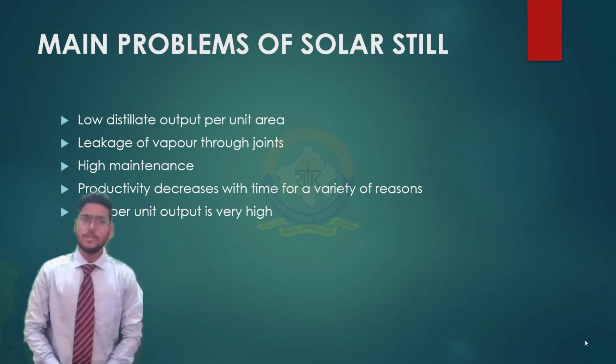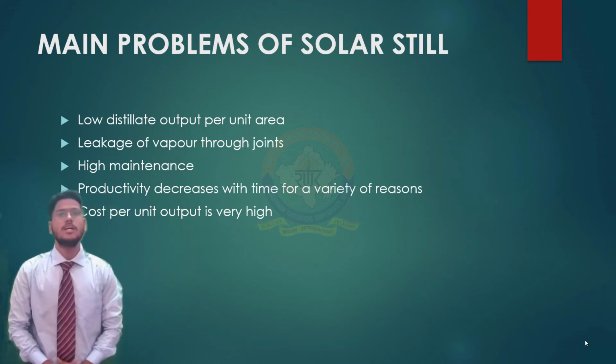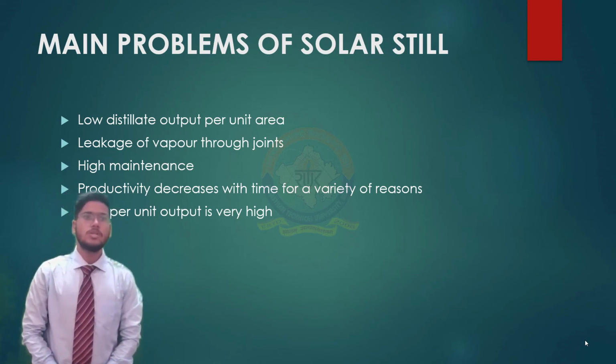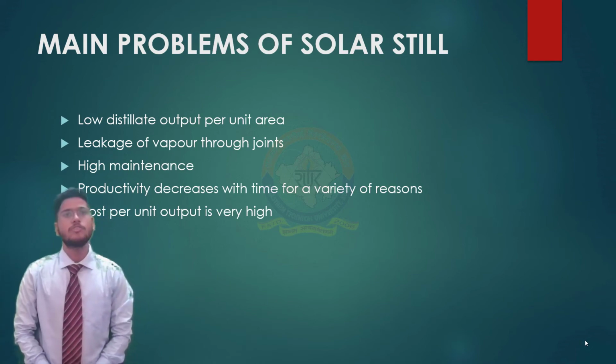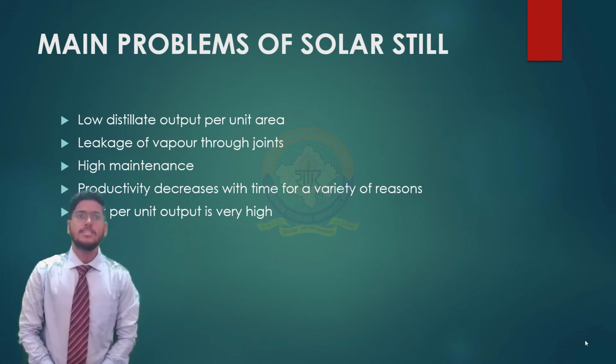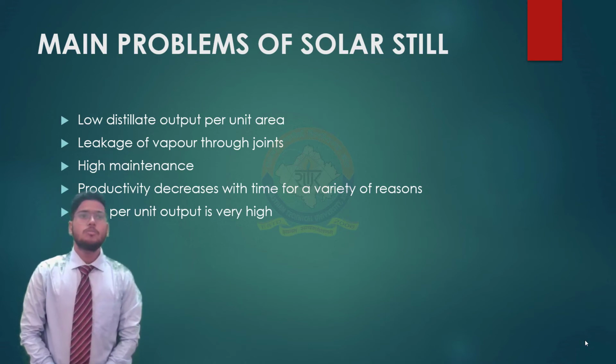After all discussion, we talk about main problems of a solar still. Sometimes we face the problems of low distillate output per unit area, leakage of vapor through joints, and high maintenance. And cost of output per unit is very high. These are common problems.